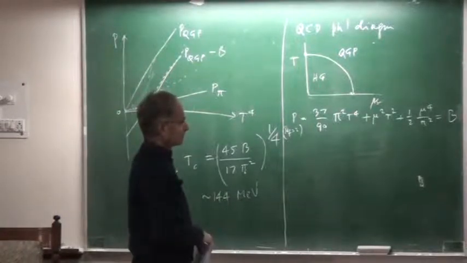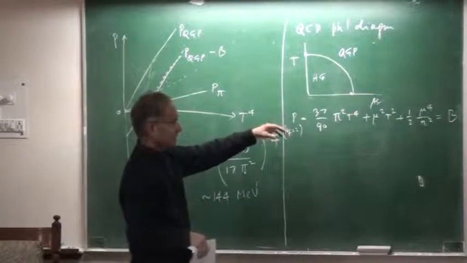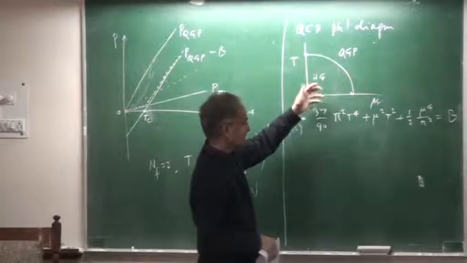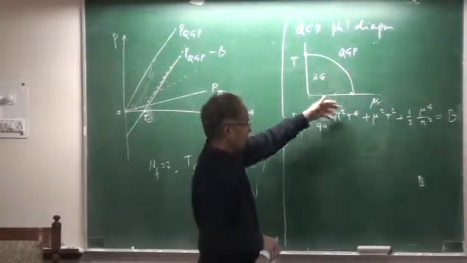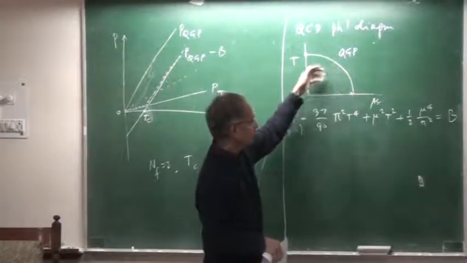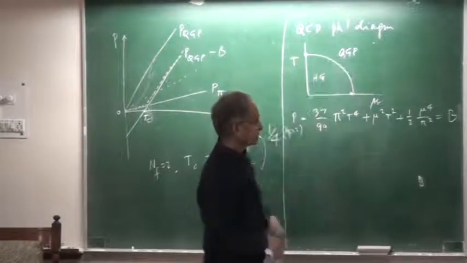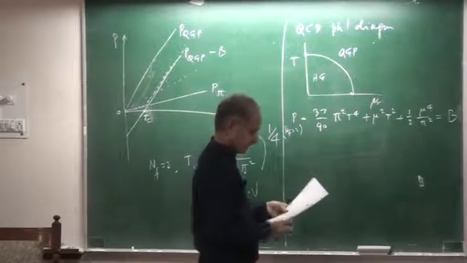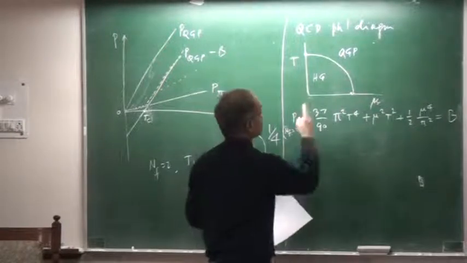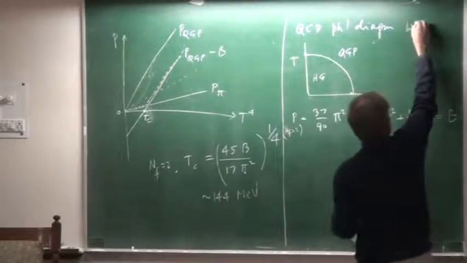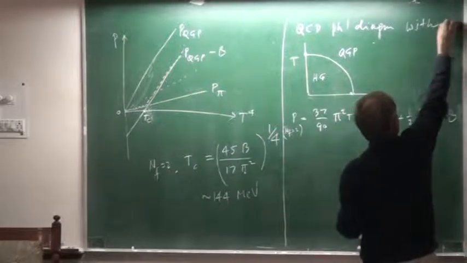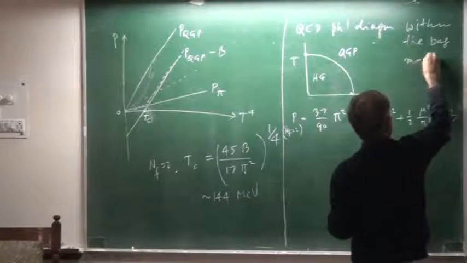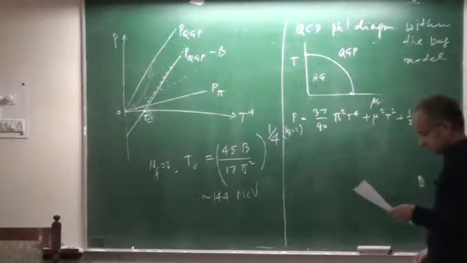All right. So this is a rough or approximate description of this transition: for sufficiently large T or mu, you can go from this state to that. So within this bag model, this is the phase diagram that one gave. This is the QCD phase diagram within the bag model.